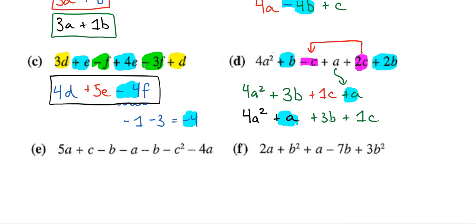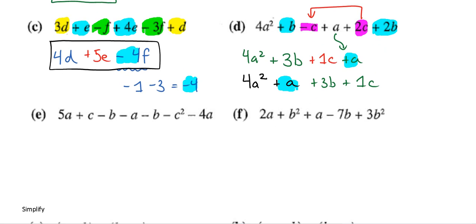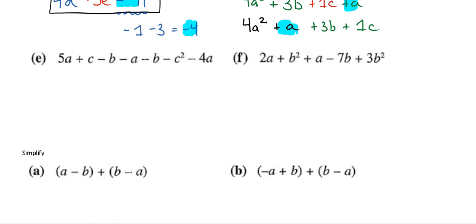Okay, let's move on to question 5e now, or part E. Same ideas: you want to find the like terms. So here's 5a. Where do you see other a's? Well, here's a negative a, and here's a negative 4a. Let's combine these. 5a minus a gives me 4a, and 4a minus 4a gives me 0a. So all the a's just cancel each other out.